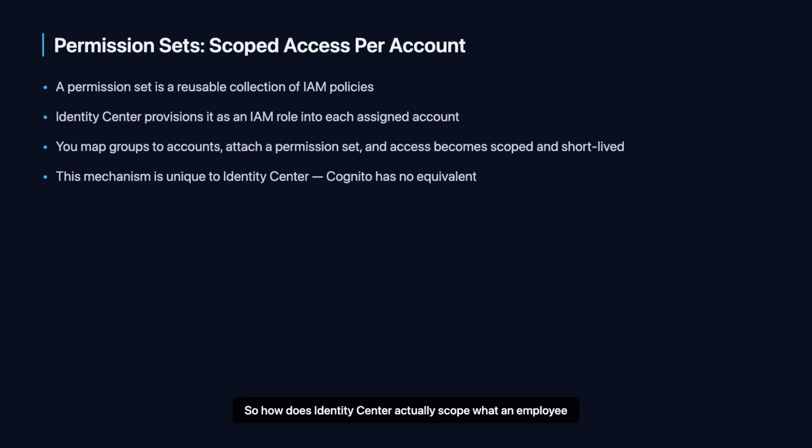So how does Identity Center actually scope what an employee can do in each account? Through permission sets. A permission set is just a reusable collection of IAM policies. Identity Center takes that set and provisions it as an IAM role into each account you assign it to. In practice, you map a group to an account, attach a permission set, and that group now has scoped short-lived access there. Here's a detail worth remembering. Permission sets are unique to Identity Center. Cognito has no equivalent, which is one clean way to tell the two services apart.